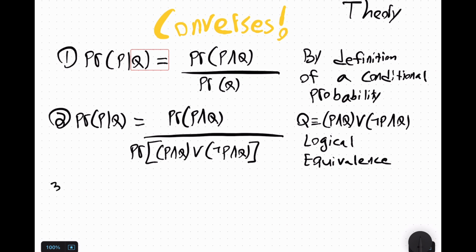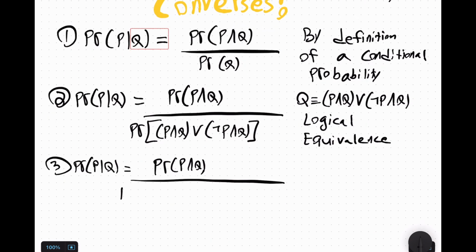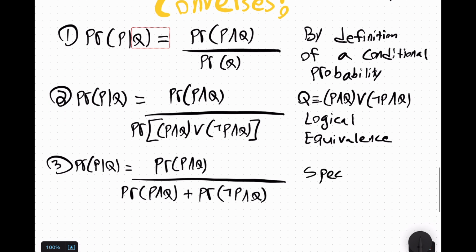Third, the probability of P given Q is equal to the probability of P and Q divided by the probability of P and Q plus the probability of not P and Q. So that's the disjunction rule. And here we have independent events. So it's a special disjunction, or we can say the special disjunction rule. That's why we can justify the move from 2 to 3.